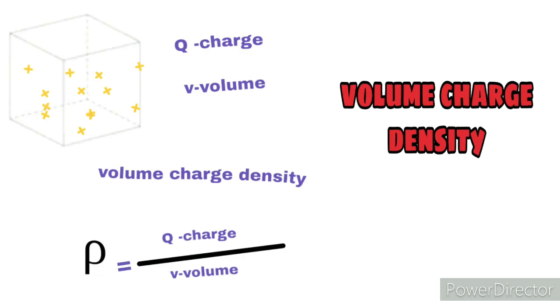Now the next one is the volume charge distribution. If the charge is distributed throughout a volume V, then volume charge density rho is defined as charge per unit volume.